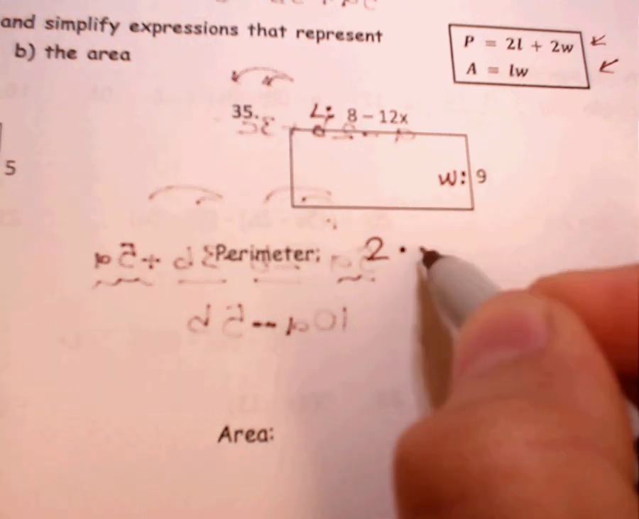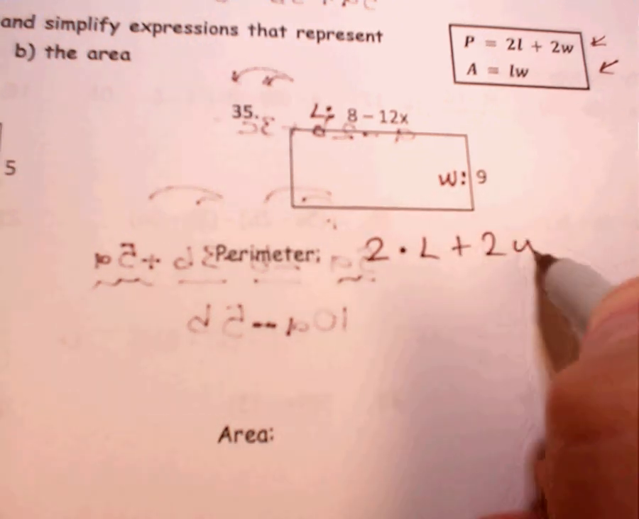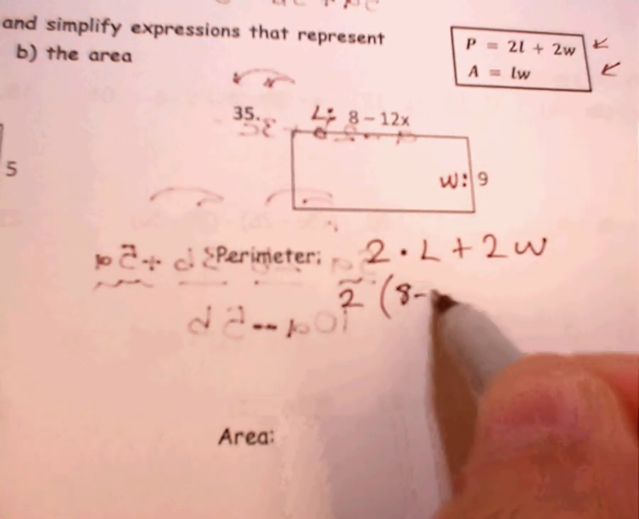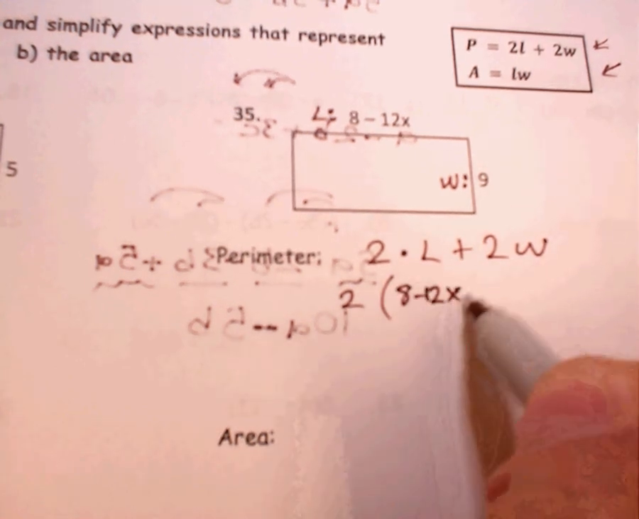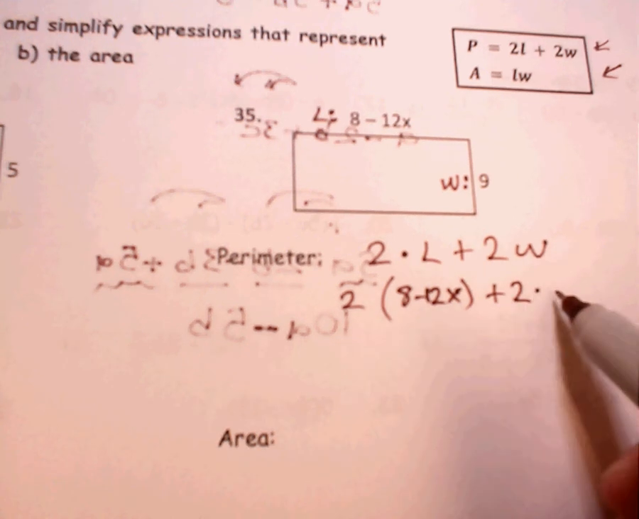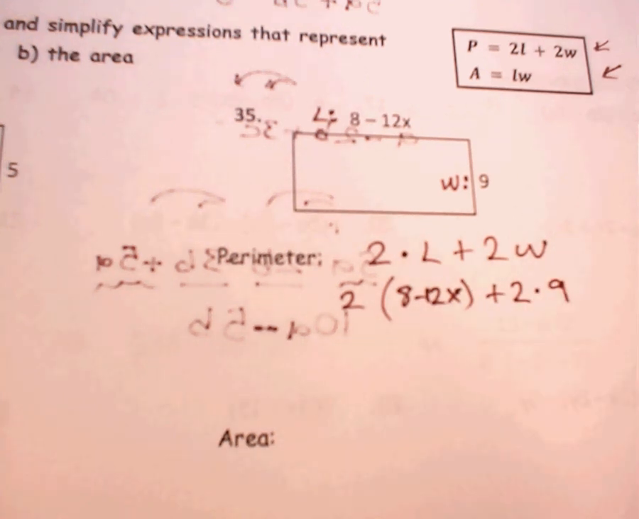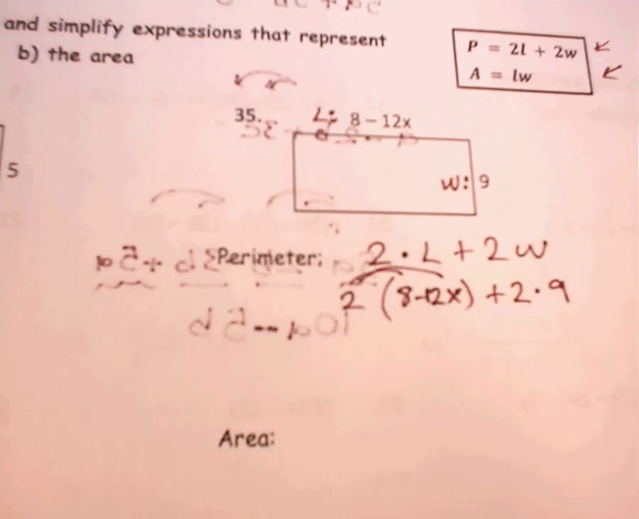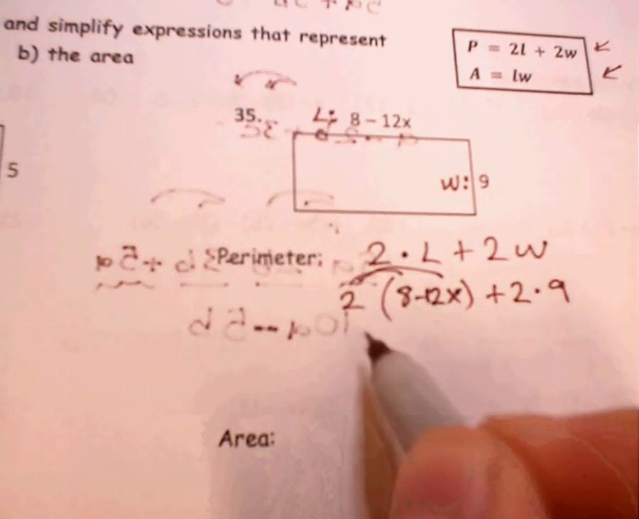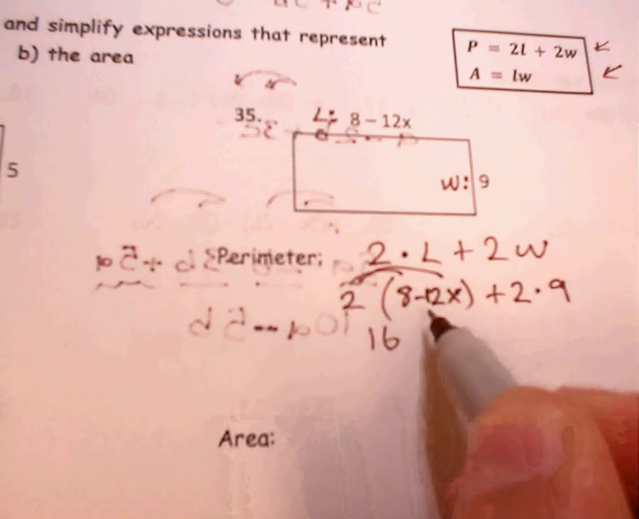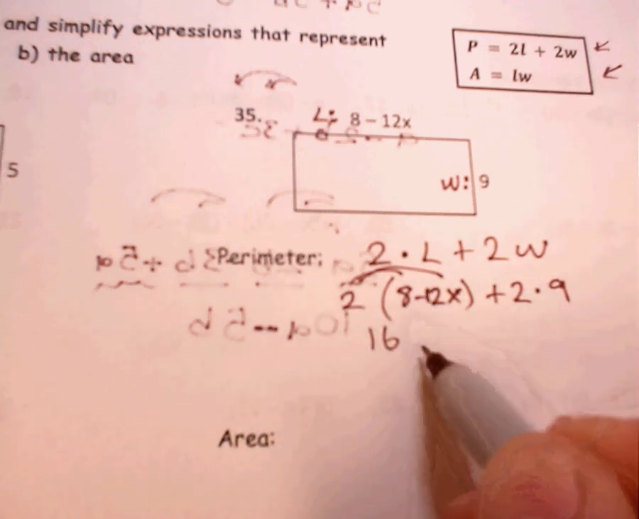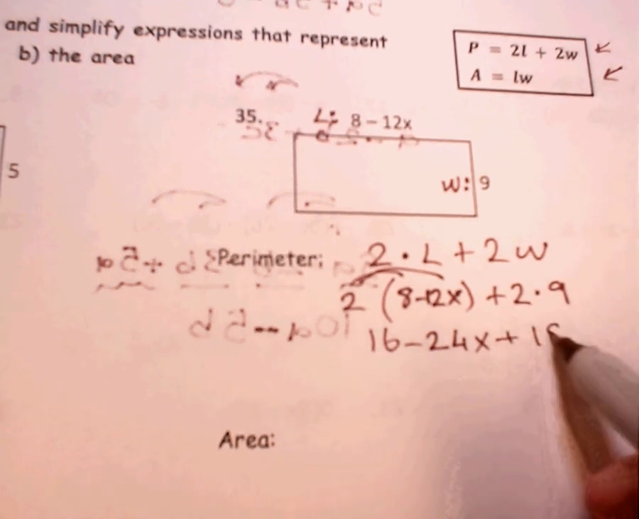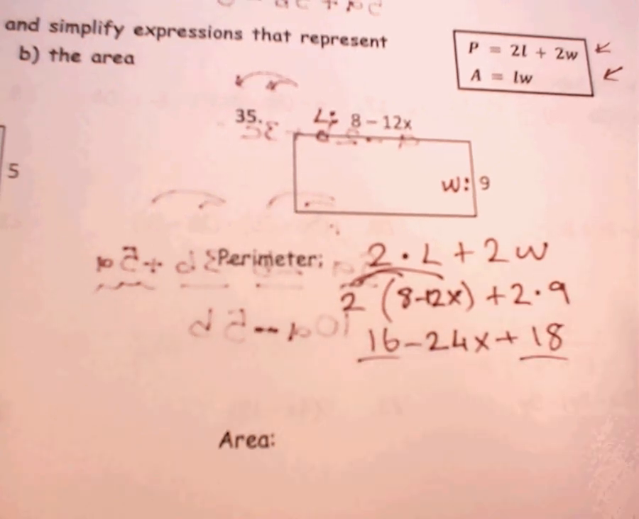If I have 2 times L plus 2 times w, I will use 2 times the L value, which is going to be 8 minus 12x, plus 2 times the w, 9. We just substituted. Now we can do distributive property and combine like terms. 2 times 8 is 16. 2 times negative 12x is negative 24x. 2 times 9, on the other hand, is going to be 18. Now we can do combining like terms.